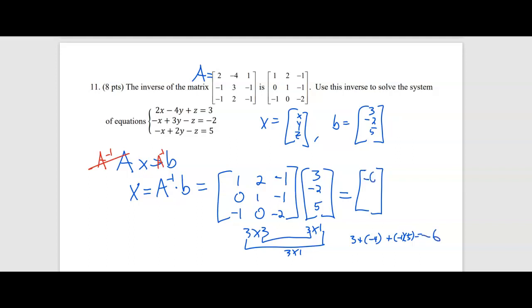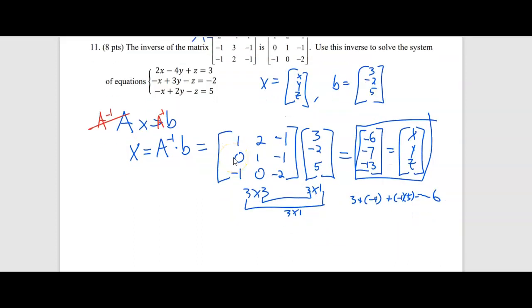That's the top one. And then 0 and negative 2 and negative 5 is negative 7. And negative 3, 0, and negative 10 is negative 13. So this is our solution x, y, z in matrix vector form. We could also write this in point form, negative 6, comma negative 7, comma negative 13, or x equals, comma y equals, comma z equals.